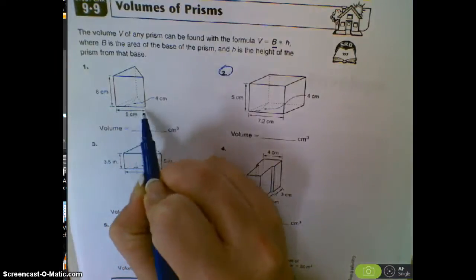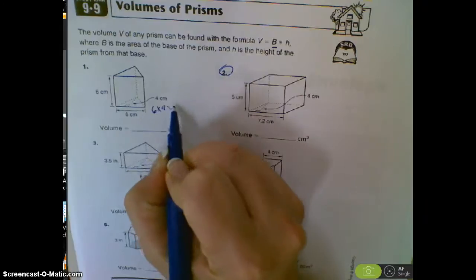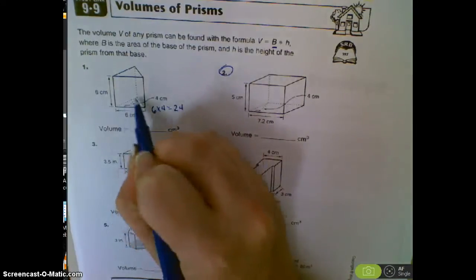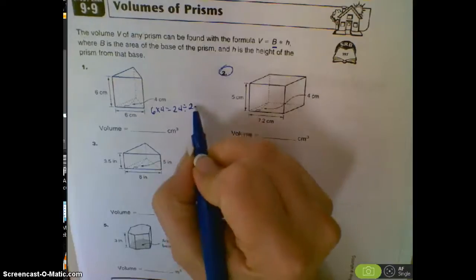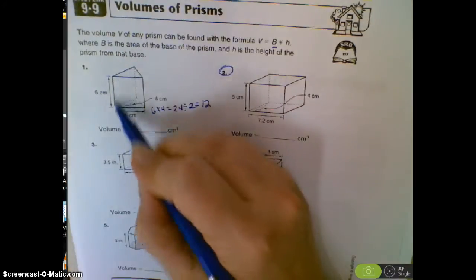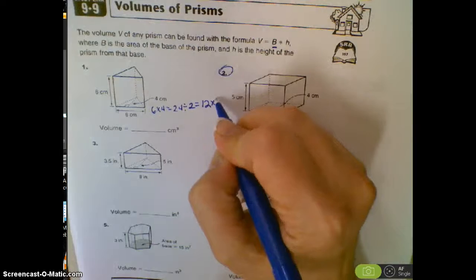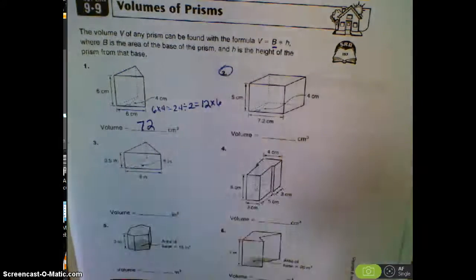6, I can see here, and then 4. So we'll start out 6 times 4, which equals 24. But since the shape of the base is a triangle, we need to divide it by 2. So 24 divided by 2 is going to equal 12, and then we can multiply it times its height. So 12 times 6, and when we do that, we get 72 for an answer.